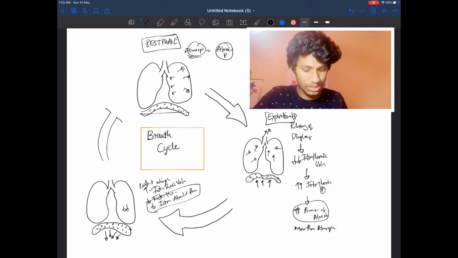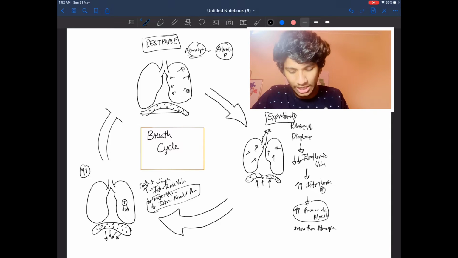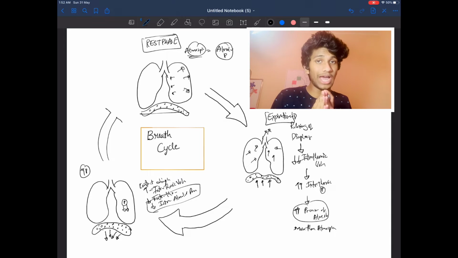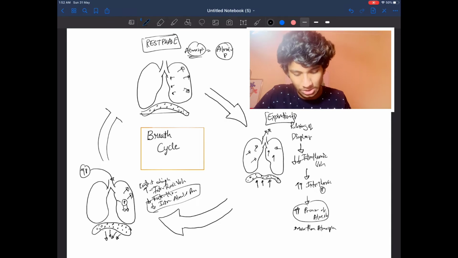So here the pressure is less and in the atmosphere the pressure is more. As we know, air moves from high pressure to low pressure. The atmospheric air enters the lungs, which is called inhalation. So this is the process through which the cycle repeats in a steady state.